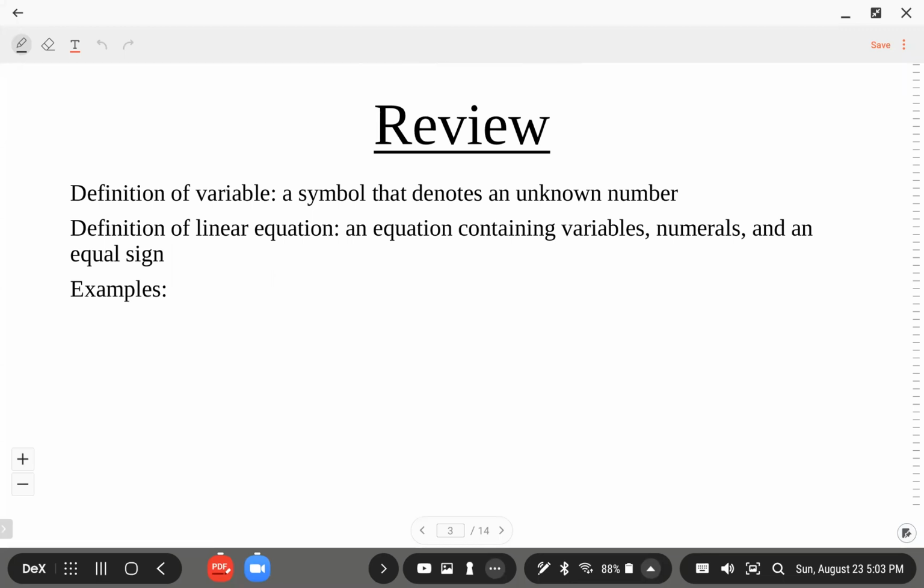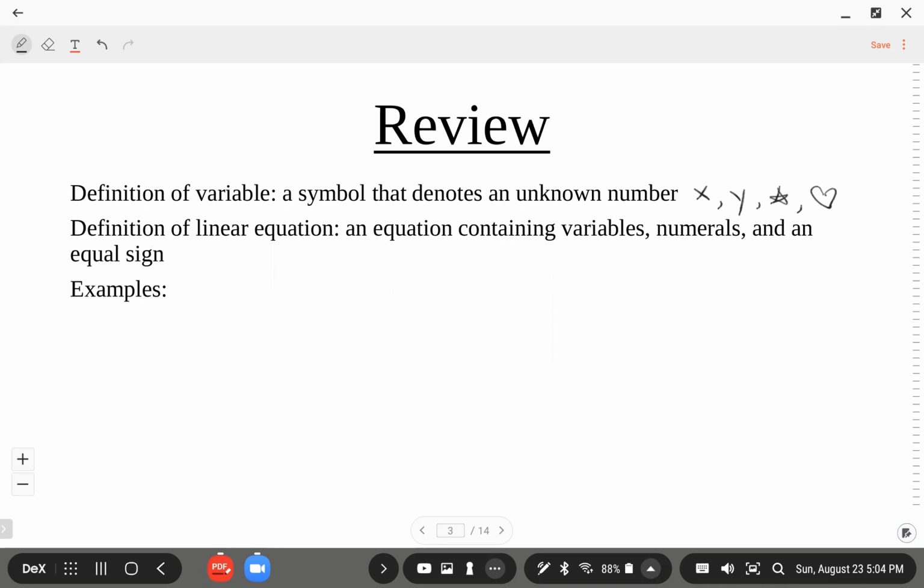So remember last class, we studied single variable linear equations, identity equations, no solution equations, and lastly, rearranging multivariable equations. So let's review the definition of a variable in a linear equation. The definition of a variable is a symbol that denotes an unknown number. Let's say it could be x, right? Or y, or even a star, or even a heart. Okay? It could be any symbol, but it has to denote an unknown number.